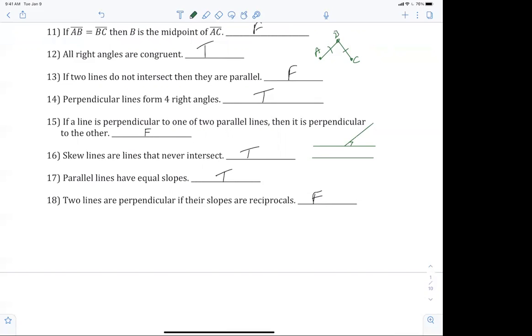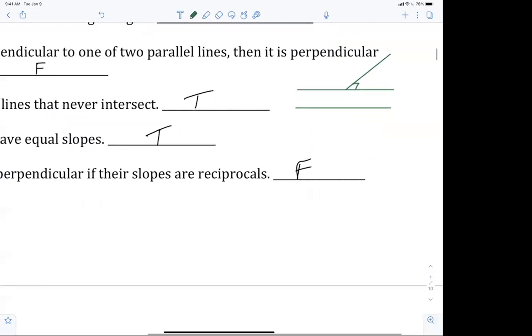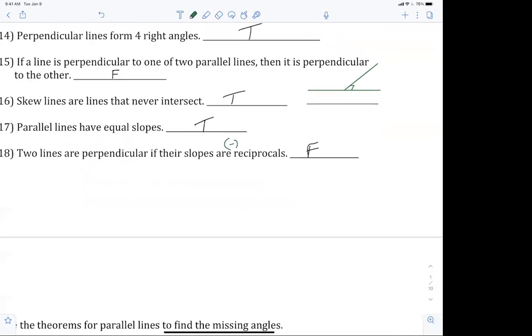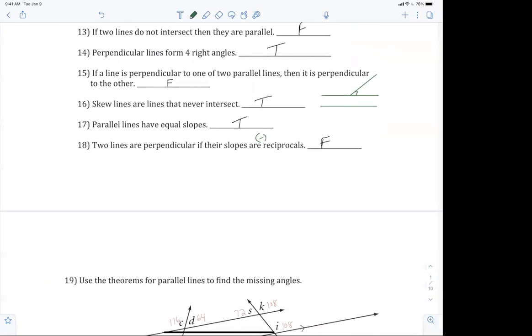Go ahead, Mary. 2 lines are perpendicular if their slopes are reciprocals. They have to be negative reciprocals. Yes. Now that one really is from the next lesson, though. We stopped one short, I think, from last year, so that's why that one's there.